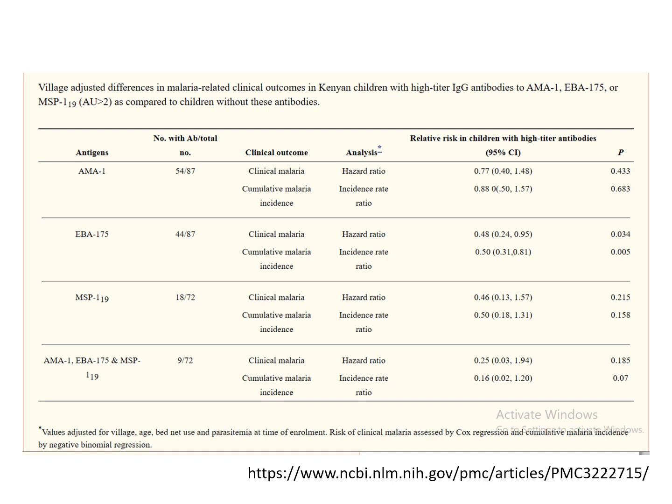So this is the table showing the results. For AMA1, the relative risk of children getting infections after having AMA1 antibodies is about 77%. The value here is 0.77. It means 77% of the children with the presence of AMA1 antibodies in their body will still get malaria infections.